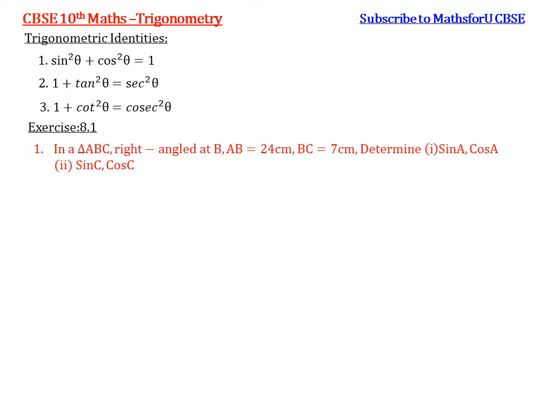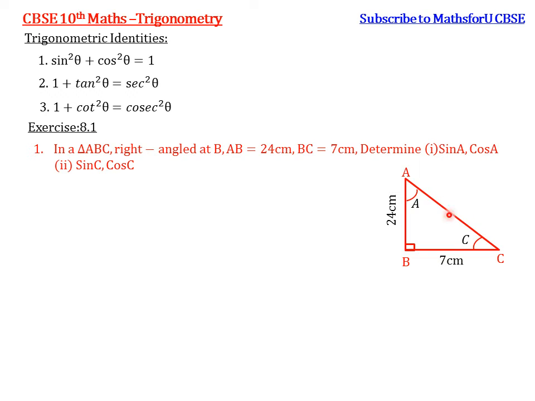Now, let us draw the diagram. Now, here this is the right angled 90 degree. So, we need to mark this as B. So, A, B, C, this is 90 degree. Now, we need to find out sin A and cos A, so this angle is A and this angle is C. Now, what is given? AB is 24 centimeter, BC is 7 centimeter. We need to find out AC.